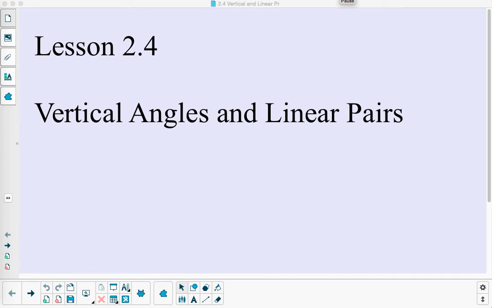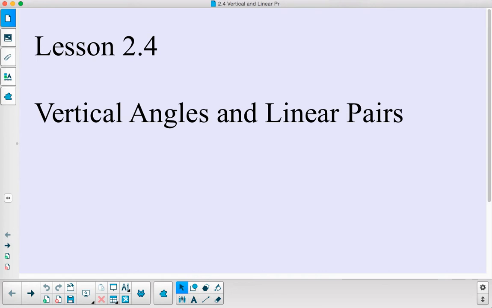The lesson today is about vertical angles and linear pairs. Now, as you work through a recorded lesson, you need to pause the lesson so that you can write down the notes. I will briefly stop on a screen, but then I will continue on so that the recording is not extremely long, but you need to be pausing it so that you can do the examples.